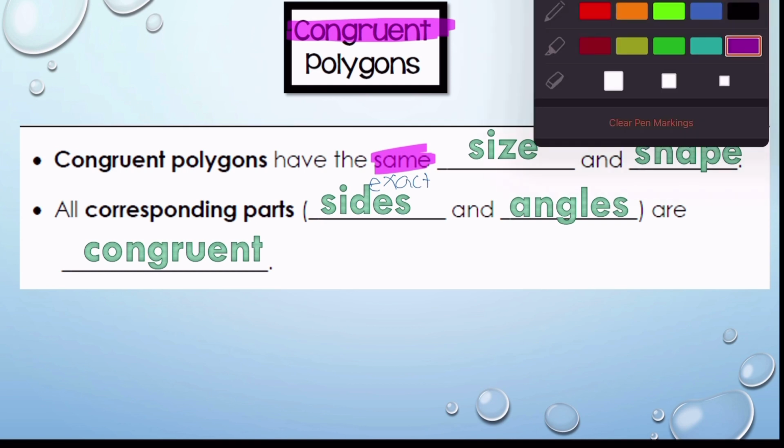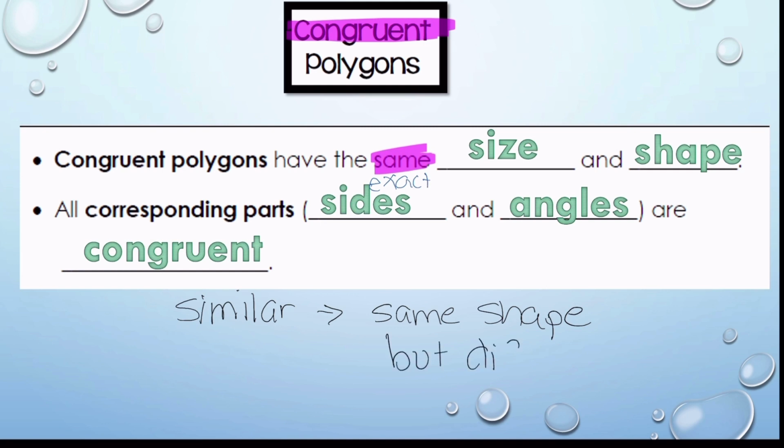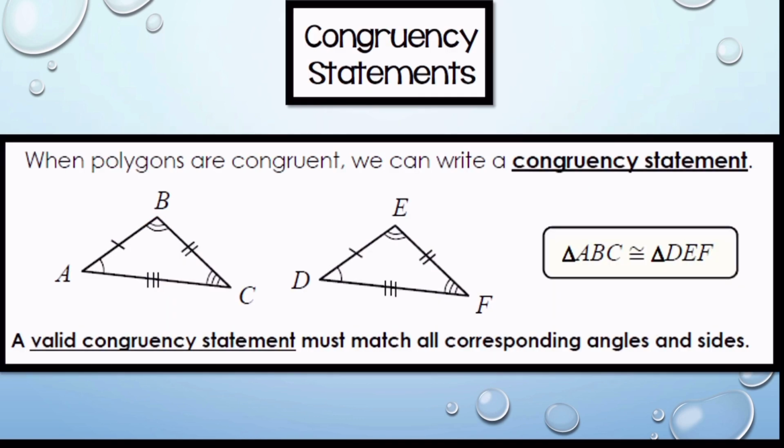We do have another type of polygon that you might see, which is similar. So you need to add this in. Similar polygons have the same shape, okay, but different sides. So their sizes are different. And we're going to work within this unit on transforming polygons and creating new polygons that are either congruent or similar. So let's go understand a congruency statement.